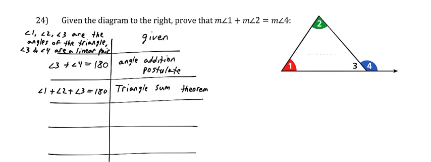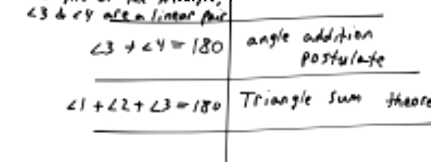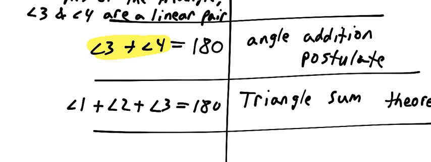Now, if you remember in our vertical angles theorem proof, we have the same type of concept happening here. Angles 3 and 4 equal 180. Angles 1, 2, and 3 equal 180. So since these two things equal 180, the two yellow blobs should be equal to each other, right? If they equal the same thing, they're equal to each other.